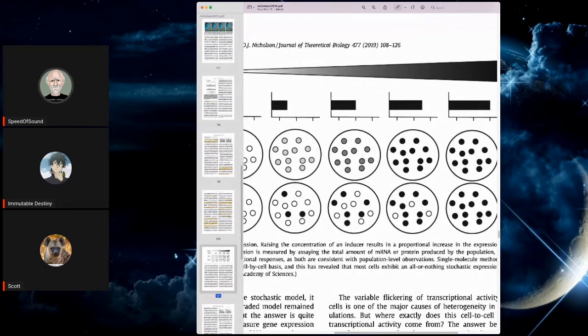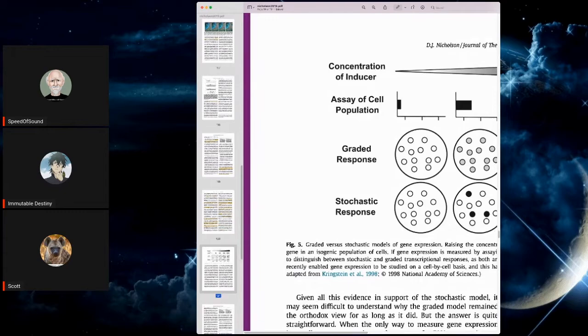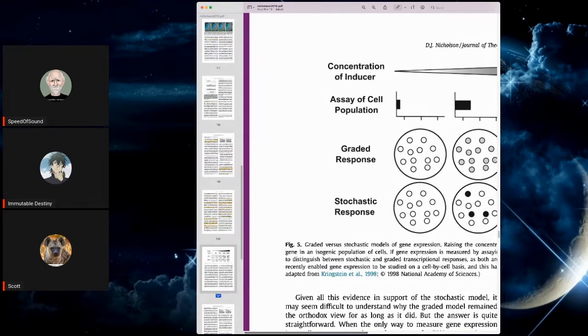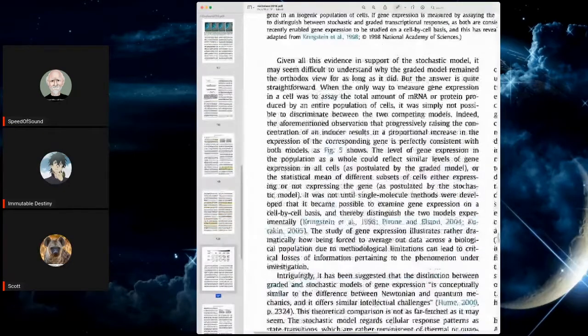So we have an illustration here. I wonder, should we look at that first, or should we wait until it's talked about? Let's read the next paragraph and then jump back up and read this.